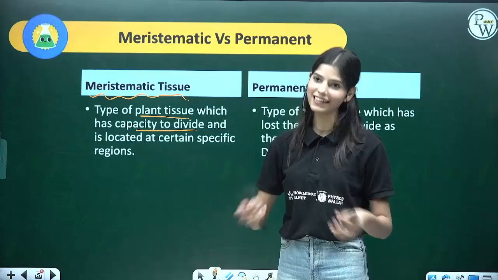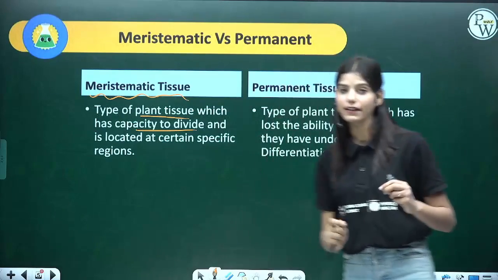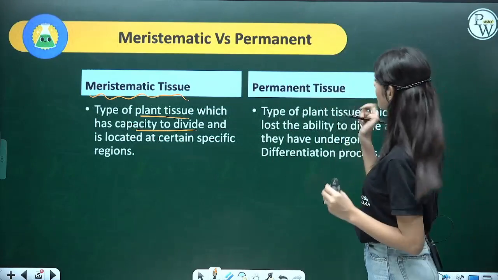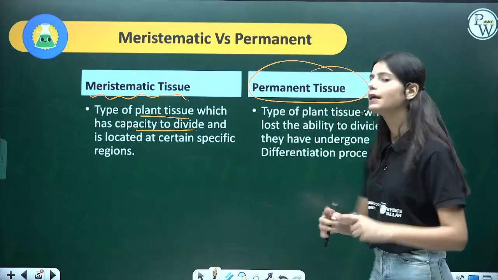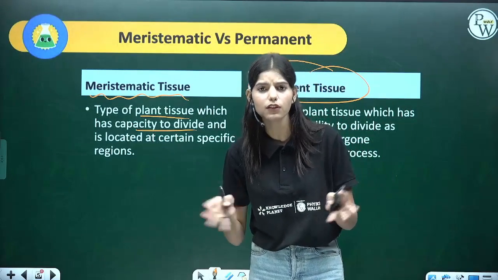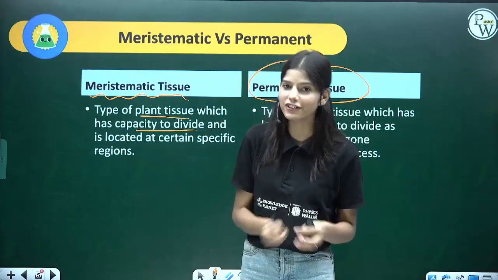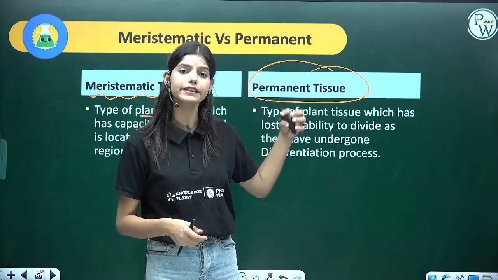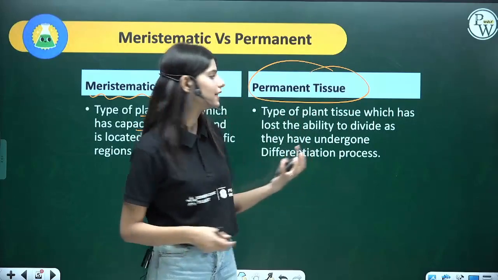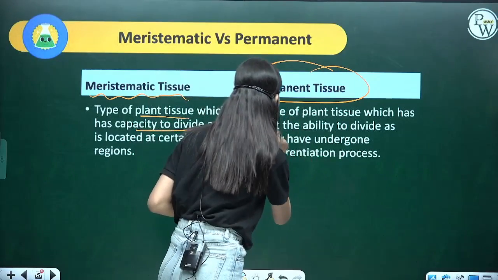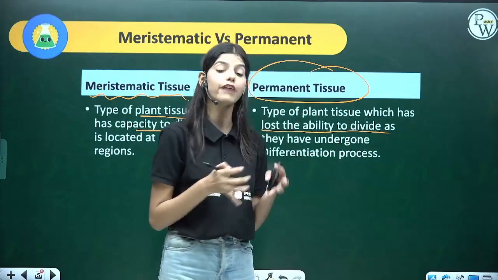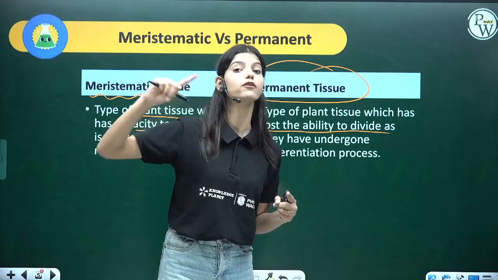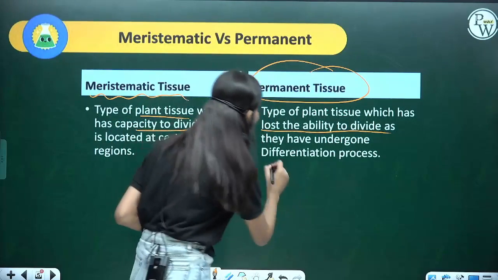and that's how the plants are able to grow in size. Also guys, there is one more specialized tissue which is called permanent tissue. Permanent tissue is composed of cells which are not capable of division. Permanent tissues are the type of tissues which contain cells that have lost the ability to divide because they have undergone a special process called differentiation.